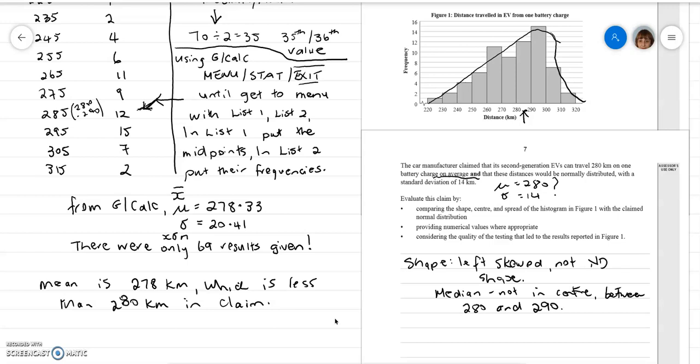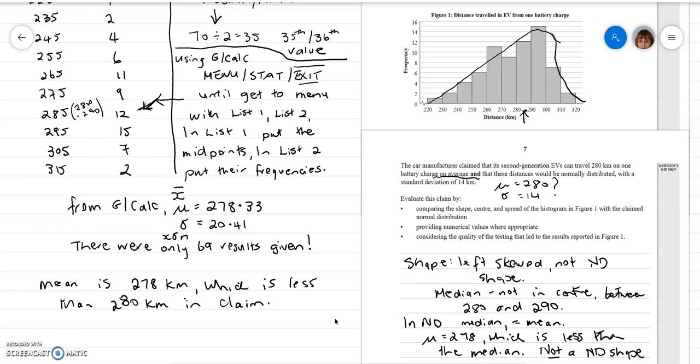Now in a normal distribution, the median, the highest peak, equals the mean. But our mean is 278, which is less than the median. So it is not a normal distribution shape. And it's left skewed. Why is it left skewed? Because there's a tail on the left.